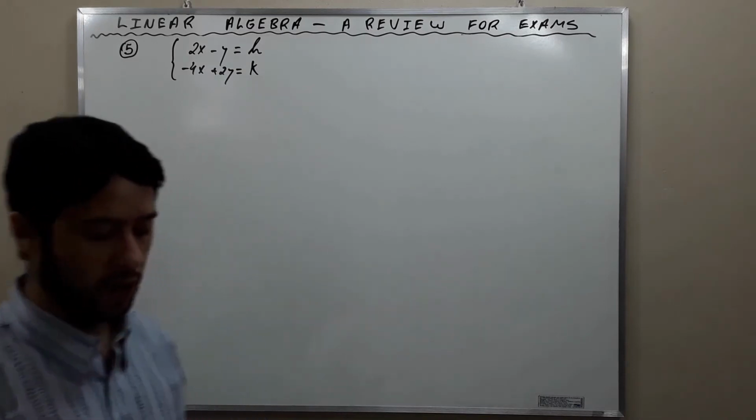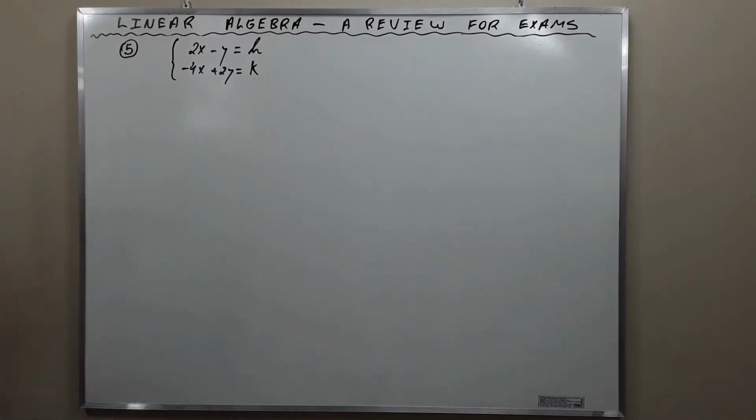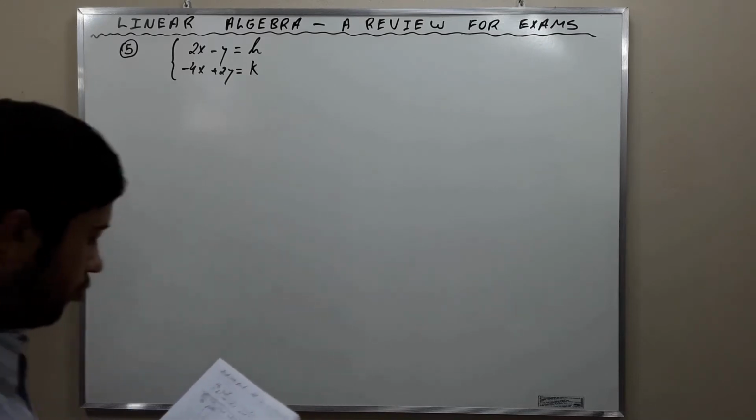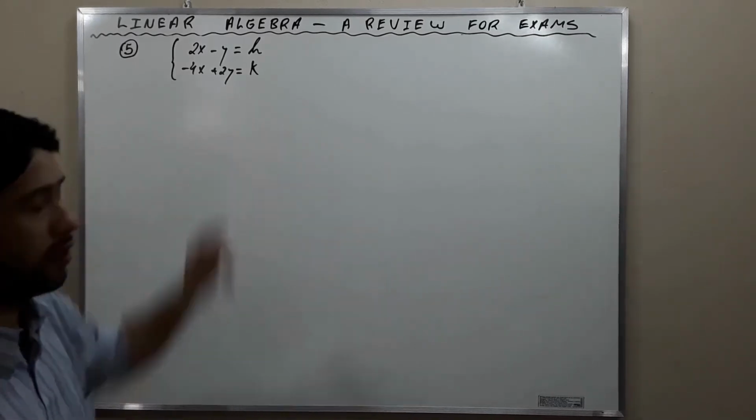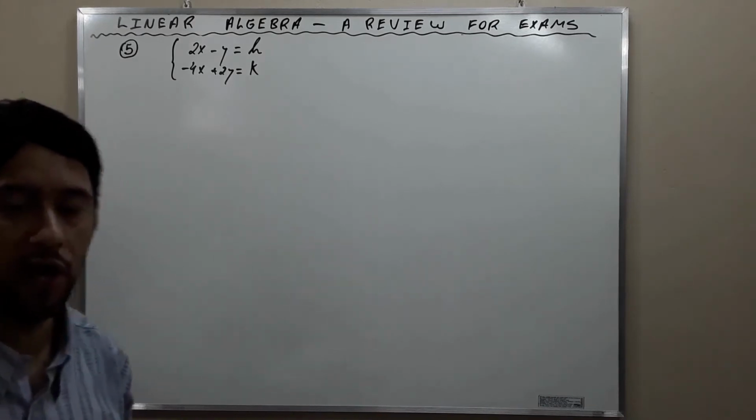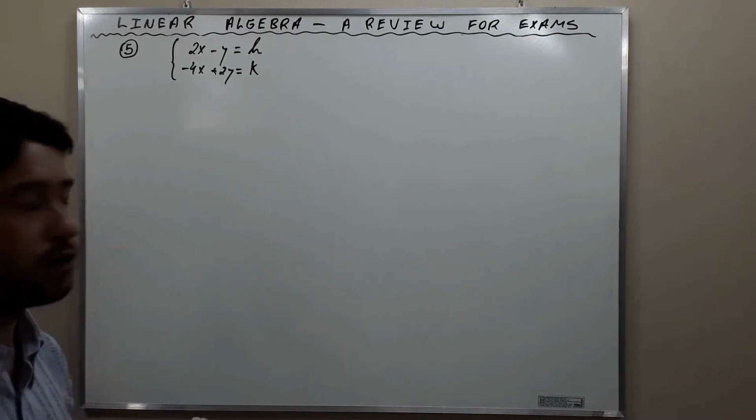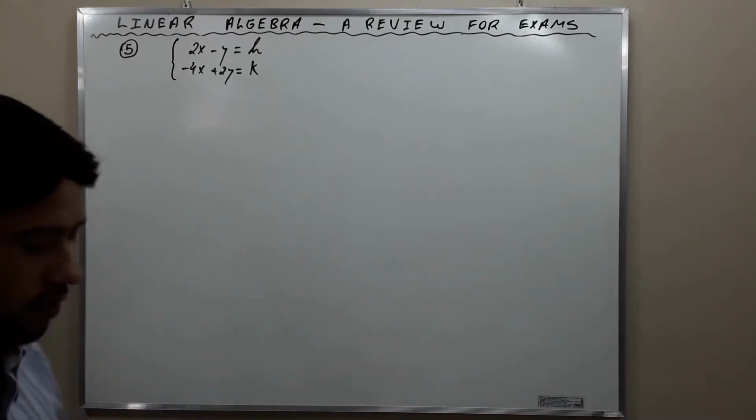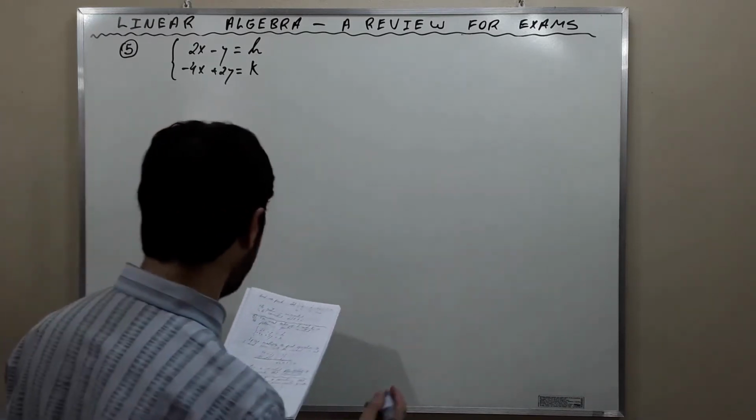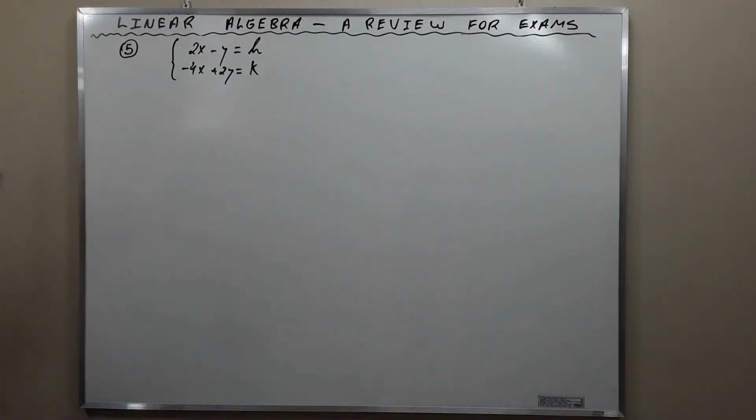Exercise number 5. For what values of h and k is the following system consistent? Okay, we need to determine whether the system is consistent, and for what values of h and k the system will be consistent. All right, we are going to use the following operation to determine if the system is consistent or not. We are going to multiply the first equation by 2 and sum with the second.